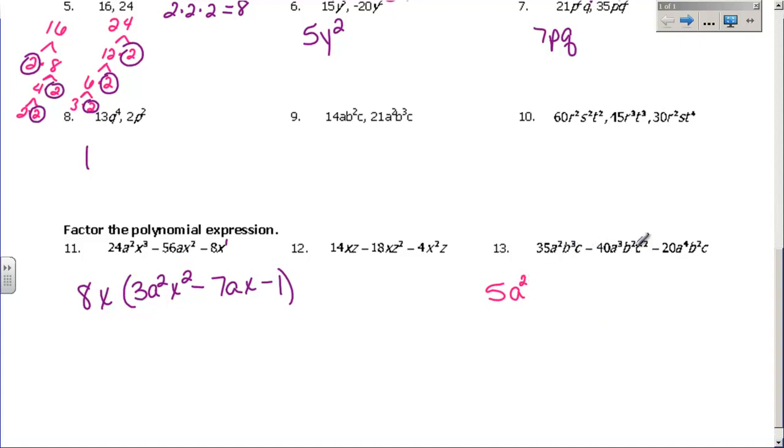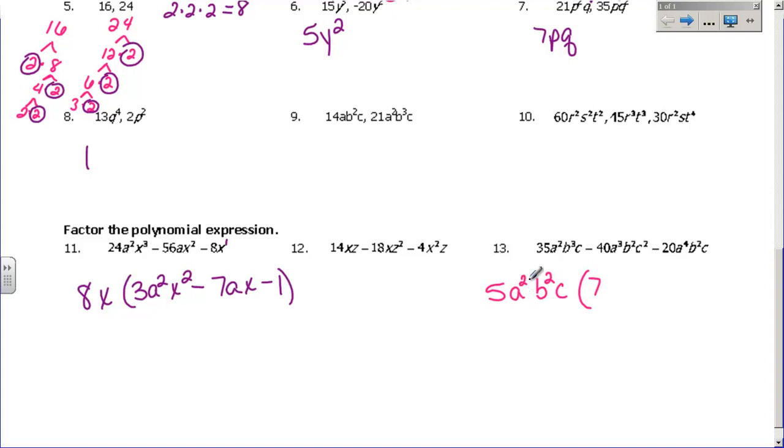Then I have b to the third, b squared, and b squared. Smallest exponent is the b squared. And then I have c, c squared, and c. C would have the smallest exponent. This is my greatest common factor for those 3 numbers. Now my second factor is whatever this multiplies by to equal that. So 5 times 7 gives me 35.